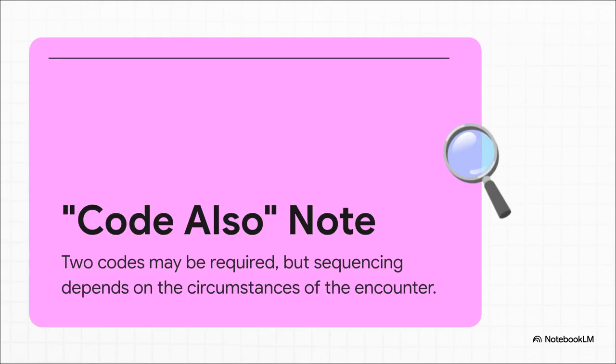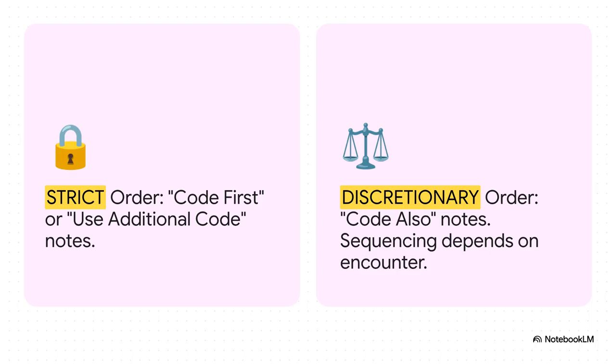So here is the absolute crucial takeaway. Two codes are often needed, but you get to choose the sequencing order. Unlike some of the more rigid coding rules, code also gives you, the coder, total sequencing freedom based entirely on the circumstances of the encounter. You really have to evaluate the medical record here. Why is the patient actually here today? What condition is chiefly responsible for the specific admission? Your primary diagnosis is chosen based on what genuinely caused the encounter or what the main treatment focus is for that specific day.